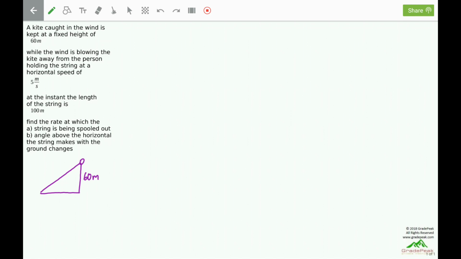The length of the string is not constant, it's being spooled out here, so we don't want to label it as the 100 meters on the picture. We will label it as a variable on the picture. It will be changing. And if that's changing, so is the horizontal leg of the triangle. Let's label that as x, and we'll label this as z.